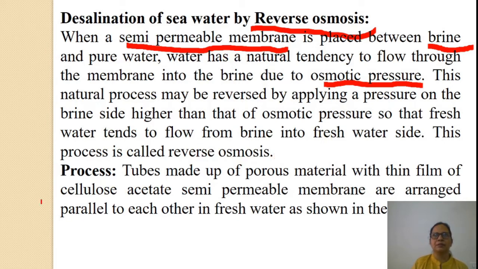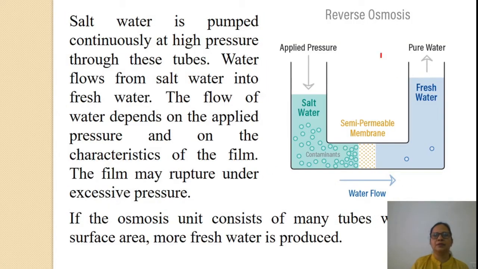The process can be explained as follows. Tubes made up of porous material with a thin film of cellulose acetate semi-permeable membrane are arranged parallel to each other in fresh water as shown in the figure. This is the semi-permeable membrane used. In this figure, the one tube we have shown. Similarly, a number of tubes can be placed parallel to each other.